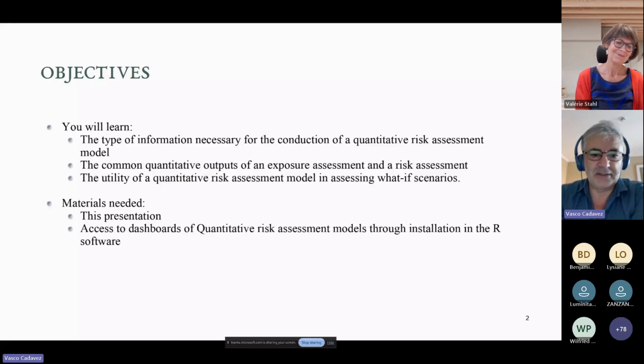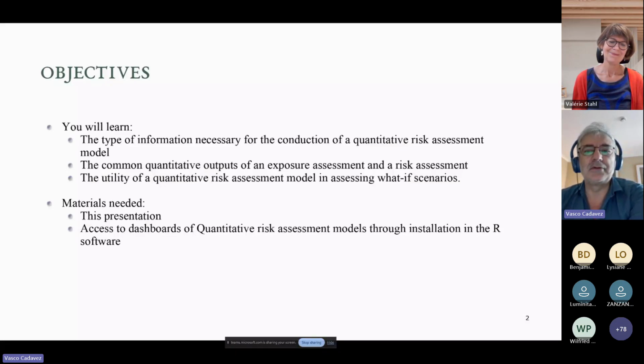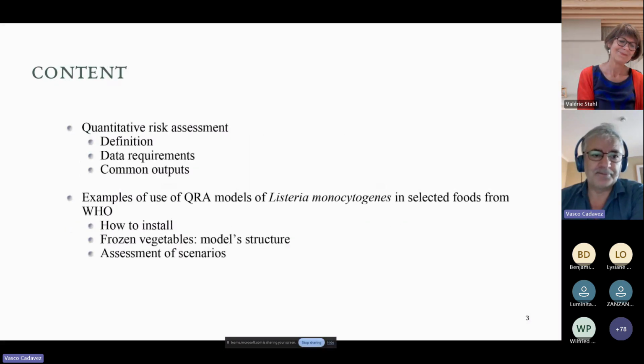We have access to some dashboards that we developed, and of course you need R, because you also have an R package that you can use to conduct these simulations of QRA models.